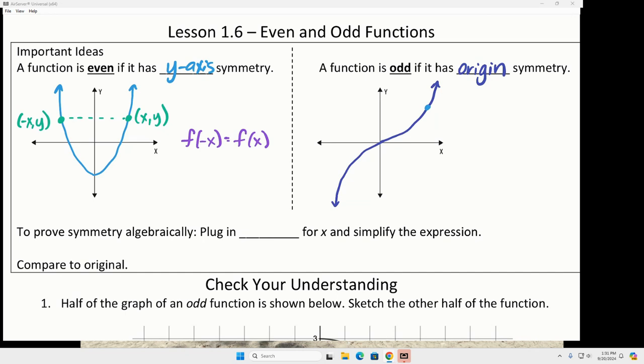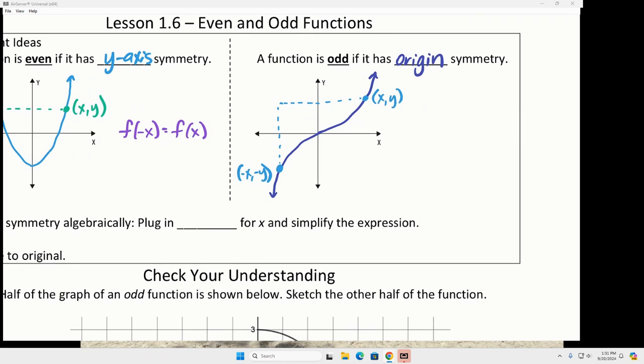All right, so for origin symmetry, if we have the point (x, y) on the graph, origin symmetry kind of reflects it on the y and the x. And that's going to take it to the point (-x, -y). So this time, f of negative x is going to be the opposite of f of x. So opposites will have opposite values.